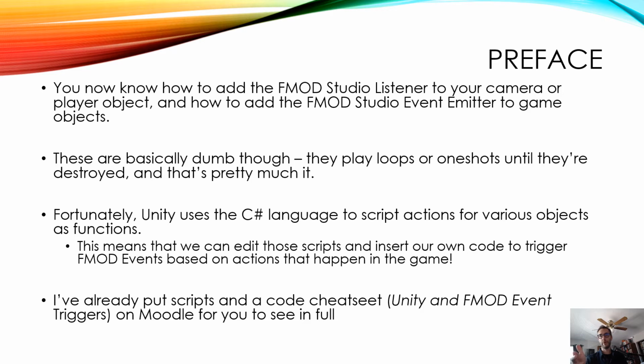So you fire your gun, and every time you fire, it creates an event that does something cool sounding. And every time an enemy is hit with your gun's projectiles, they make a noise and die. So to illustrate this, I've already put scripts and a code cheat sheet up on Moodle called Unity and FMOD Event Triggers. Take a look at that. There's a lot of stuff in there, but we'll go over it. It's not that much. You just have to know where to insert it.